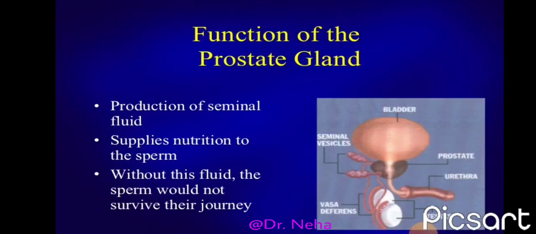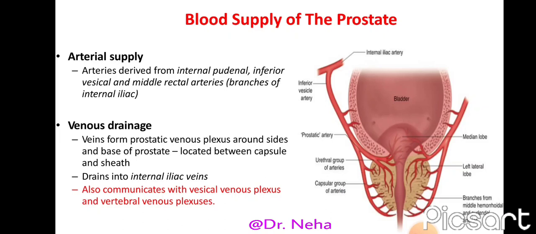Now the functions of the prostate. It is having the production of seminal fluid, then it supplies the nutrition to the sperm. Without this fluid, the sperm would not survive their journey in the female vagina. Then the blood supply of the prostate. It is supplied by the branches of internal iliac artery, that is internal pudendal, inferior vesical and middle rectal arteries.